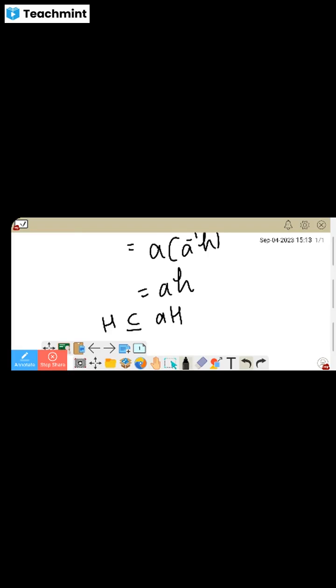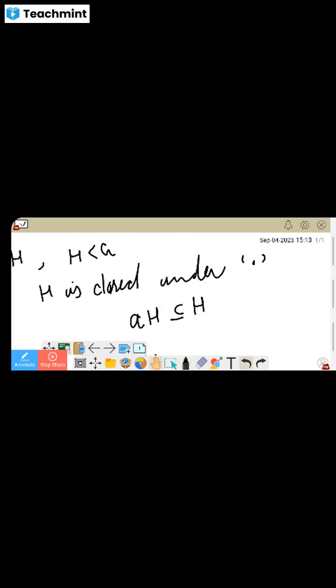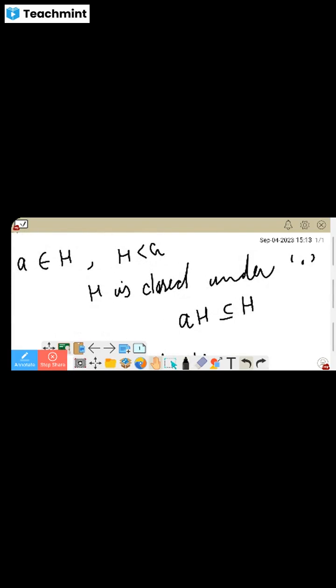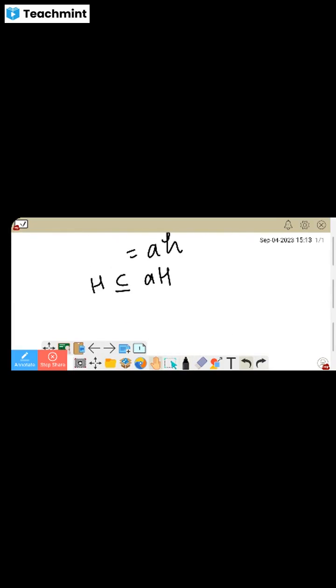We have already done this: AH is a subset of H. Now we proved here H is a subset of AH, which gives AH is equal to H. Both are subsets of each other, that means they are equal.